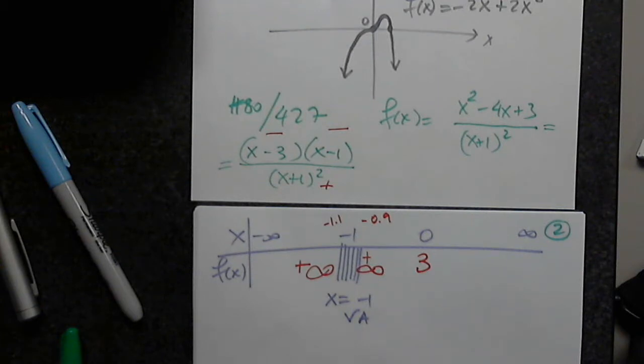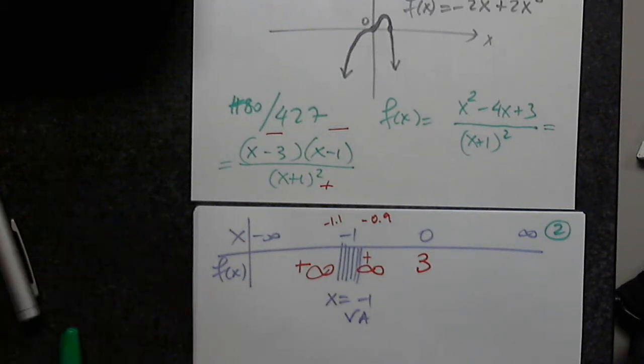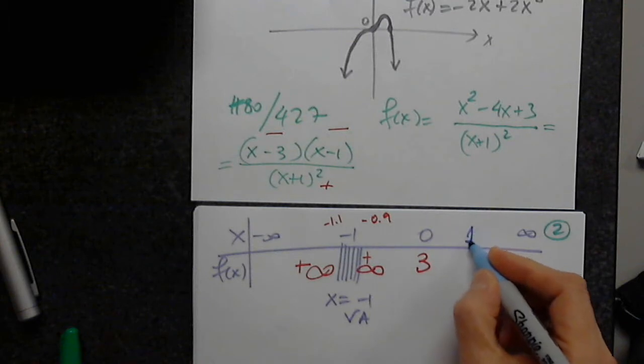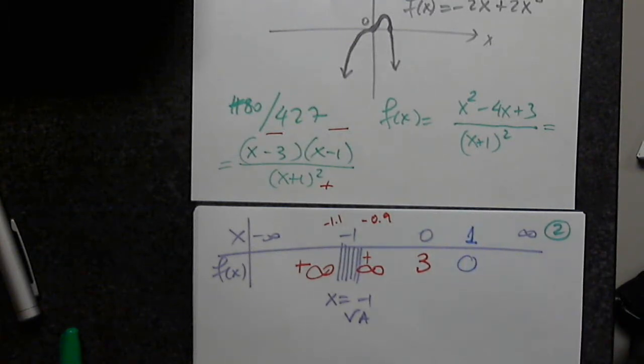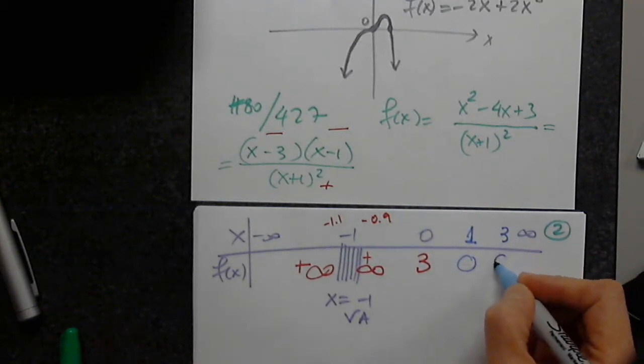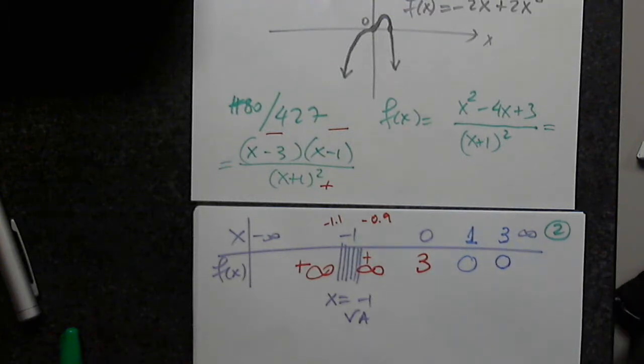Good. Now I want to find the x-intercepts. When is a ratio 0? Well, it will be undefined. I already know. When the numerator is 0. When is this numerator 0? 1, very good. 1 and 3.